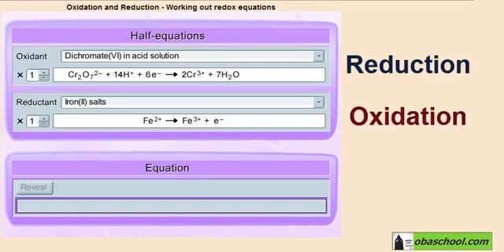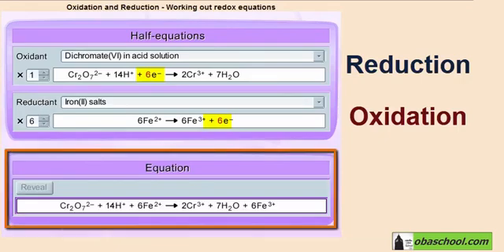Before adding them, we have to balance the number of electrons. Here we have 6 electrons, whereas here we have only 1. So how can we obtain 6 electrons at this half equation? Of course, we will multiply by 6. So now we have 6 electrons at the oxidation half equation and at the reduction half equation. So we can add them up, and this is the net ionic equation or the redox equation.